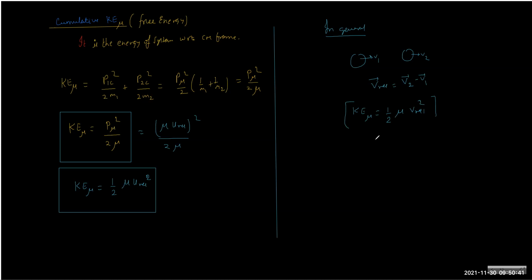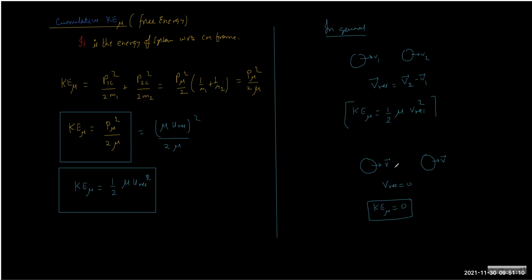Now the only time when this will be zero is when the v relative is zero. So whenever you have a situation when both will have exactly the same velocity. If you are solving a problem and you know that at a given instant both have the same velocity, in that case the v relative becomes zero, and therefore in the CM frame you won't have any KE at that instant.